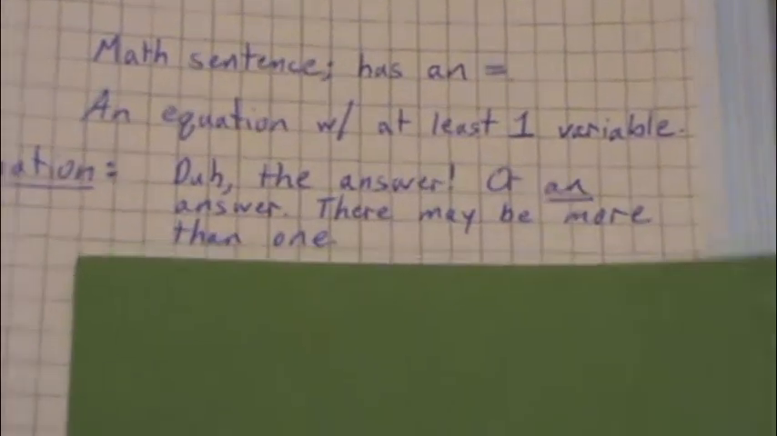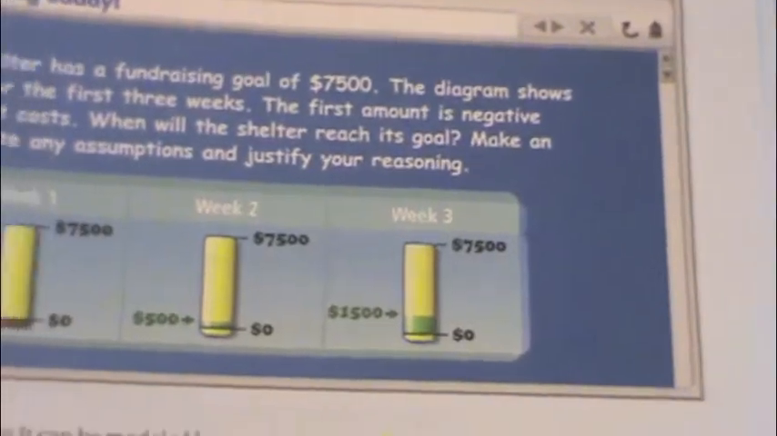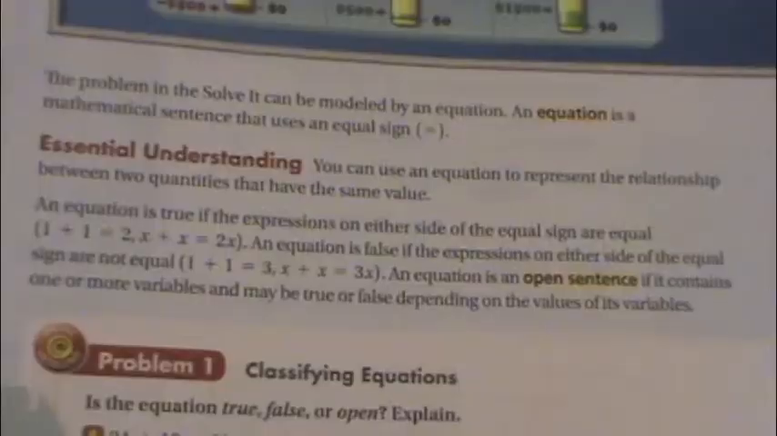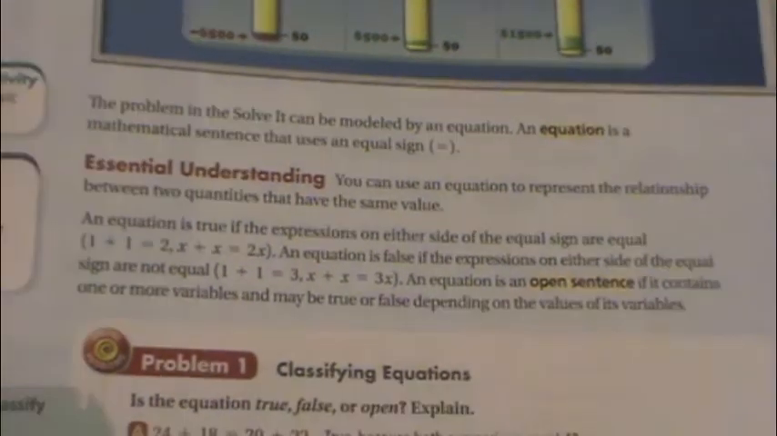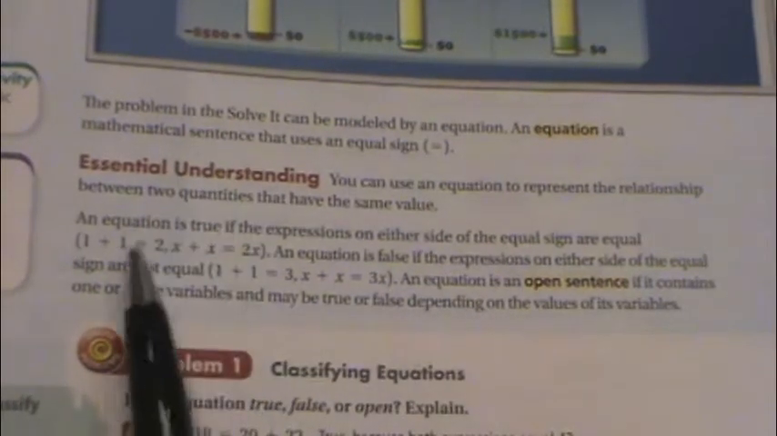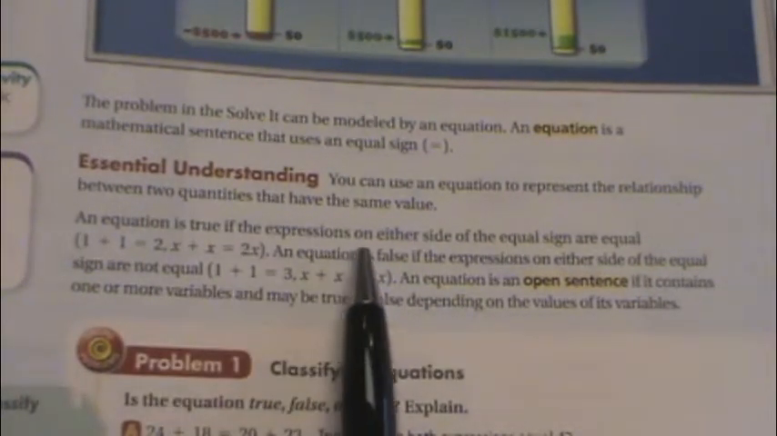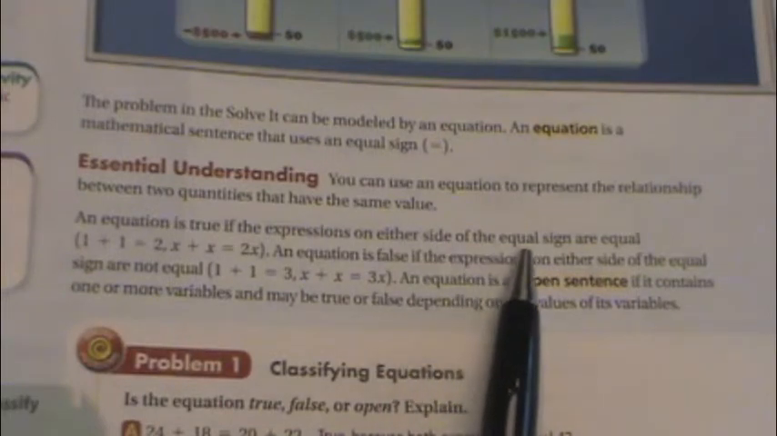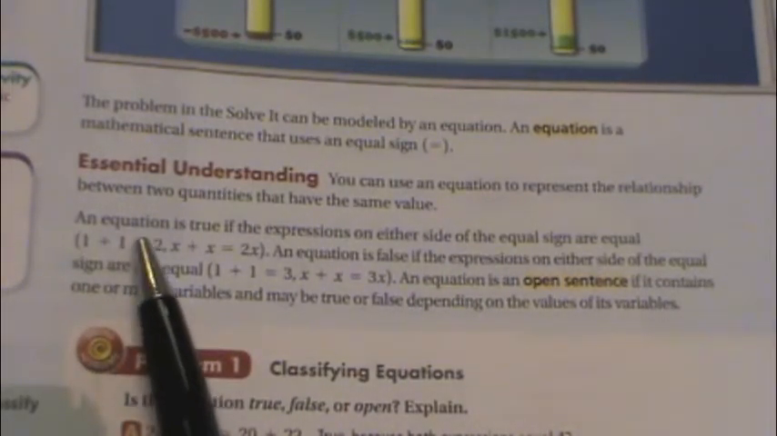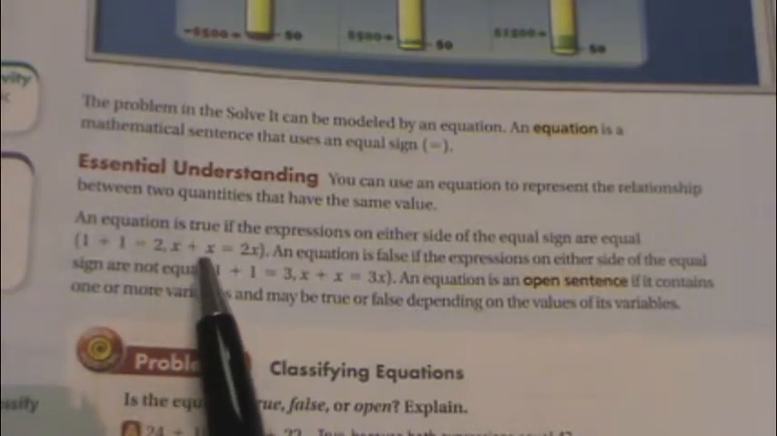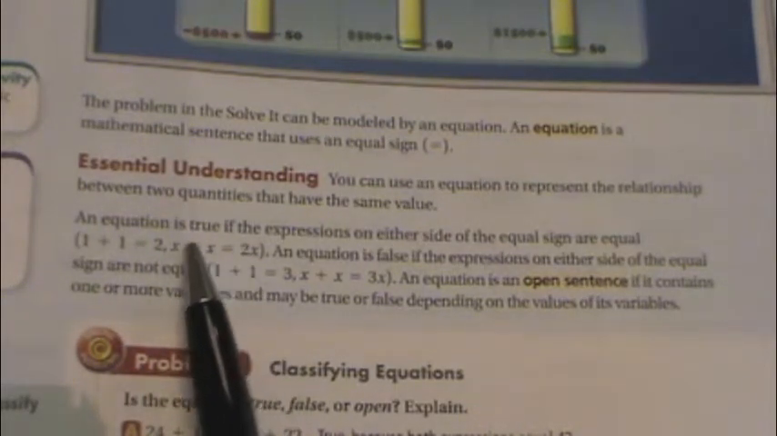Take a look at page 53. We are looking at true, false, and open. An equation is true if the expressions on either side of the equal sign are equal. For example, 1 plus 1 equals 2 is true. This is a true equation. X plus x equals 2x. So far so good, although we don't know what x is.